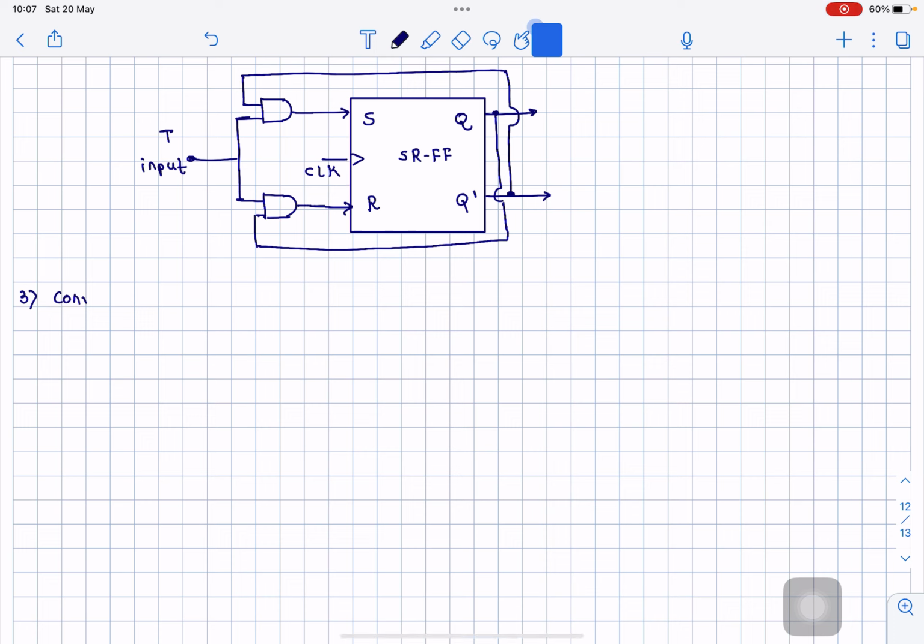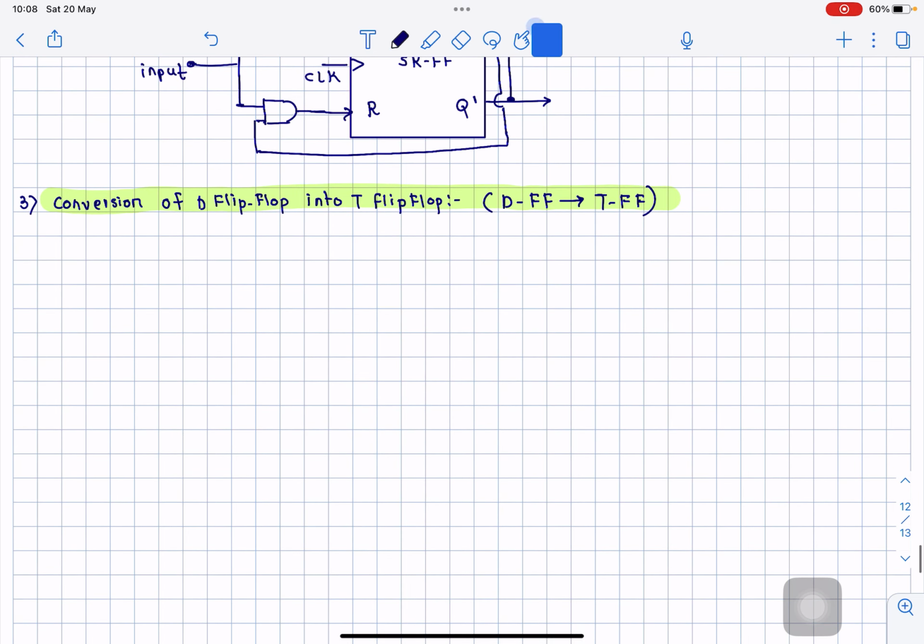Let me write here: conversion of D flip-flop into T flip-flop. Or in short, what we want to do is convert D flip-flop into T flip-flop. How to do that? Again, let us start writing the table for conversion. Again, start with the present state.